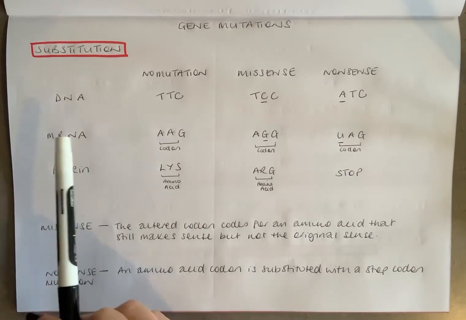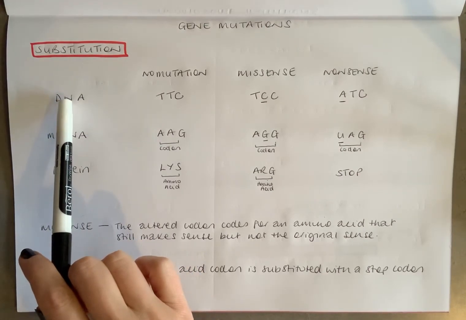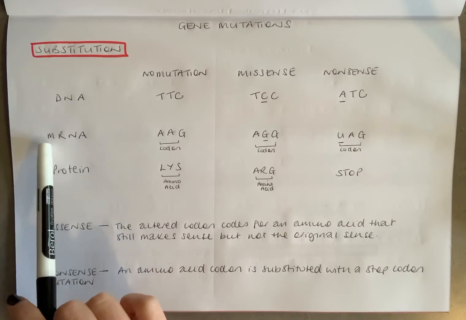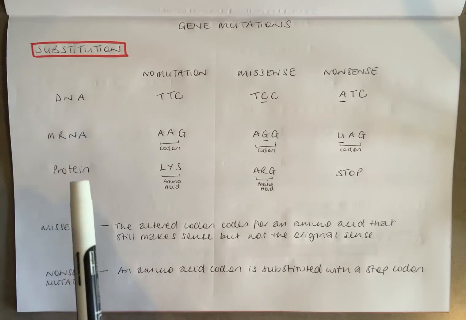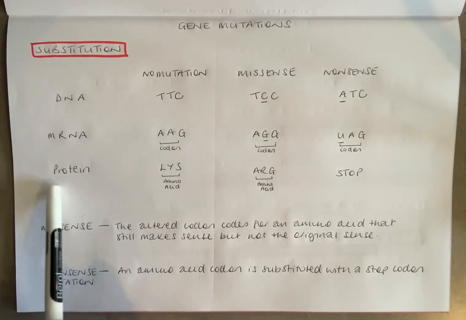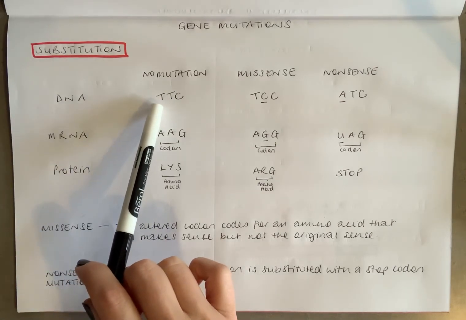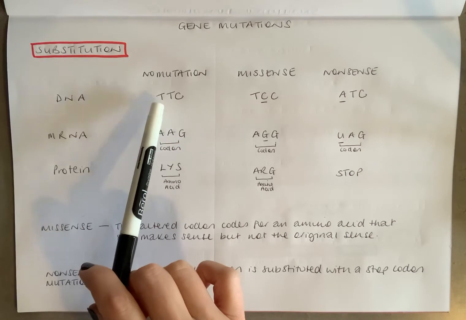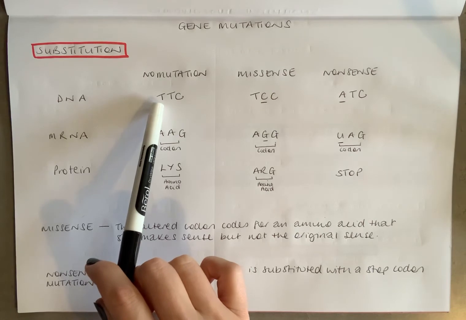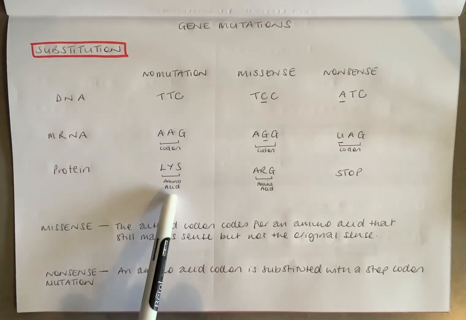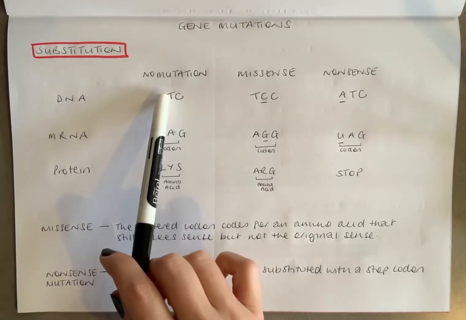So as we know, we have a sequence of nucleotides within our DNA molecule. There's a copy of that, which is messenger RNA, and our messenger RNA goes to the ribosome where it meets transfer RNA and creates the protein. So when we look here, this is the triplet of bases that codes for this particular amino acid, which we're going to call lysine. So TTC is our 3 nucleotides.